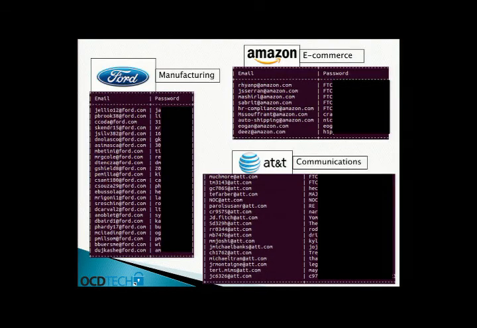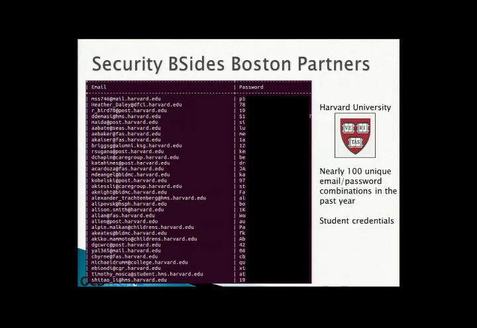Ford, looks like they might have had an actual breach. It's kind of hard to tell. That's quite a few passwords. Amazon has a pretty big presence here at Security BSides, so we pulled them out for e-commerce. And then for communications, we pulled out AT&T. So it really does span all industry sectors, medium to large size businesses. This is more of an eventuality than it is anything else in our perspective. You're more likely to find it than not find it for large businesses in our Pastebin database.